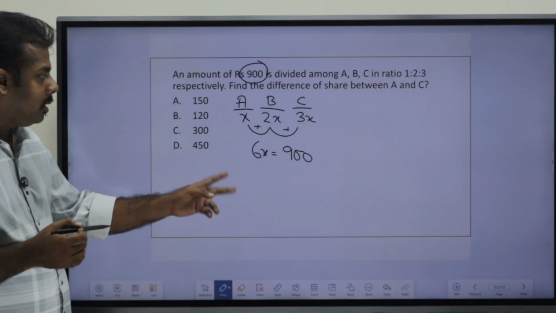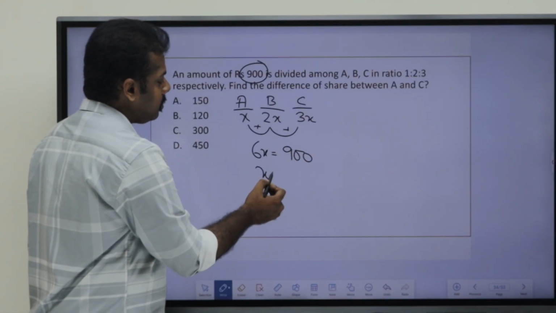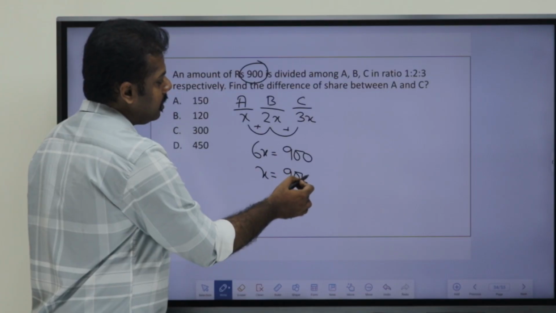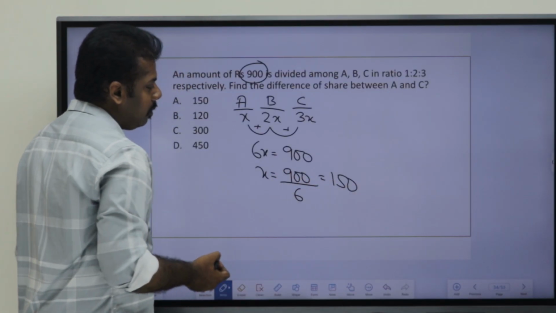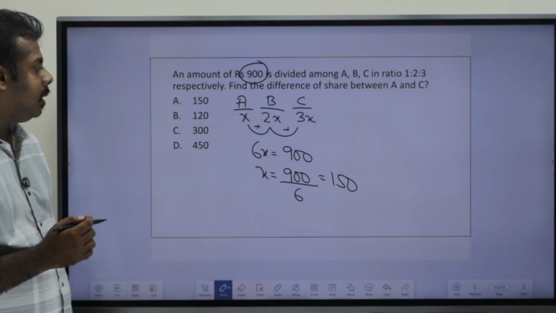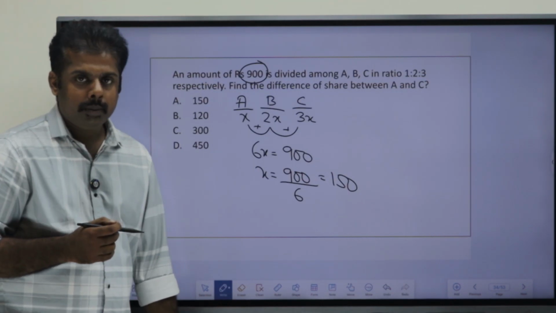Okay, then x has to be what? x has to be 900 by 6. So that is going to give us 150. So we have got the value of x. Now what is being asked? The difference of share between A and C.